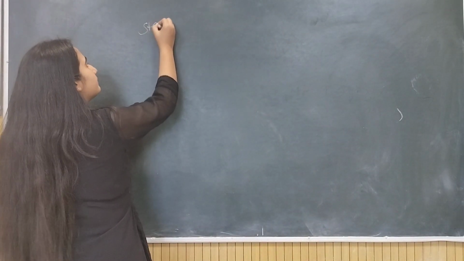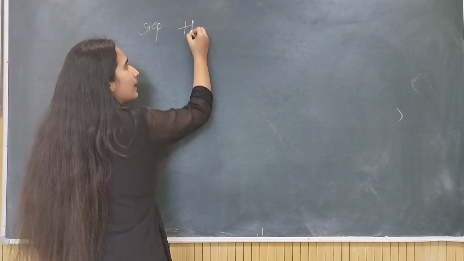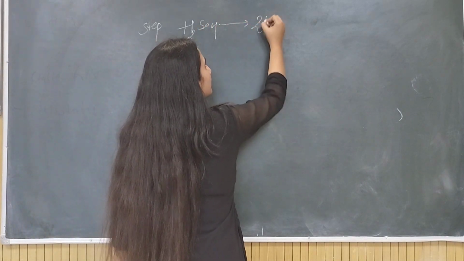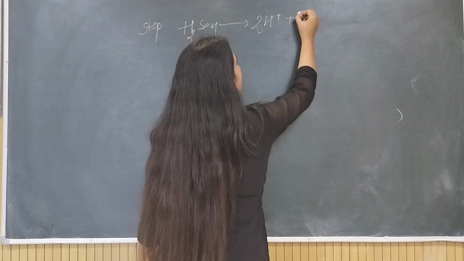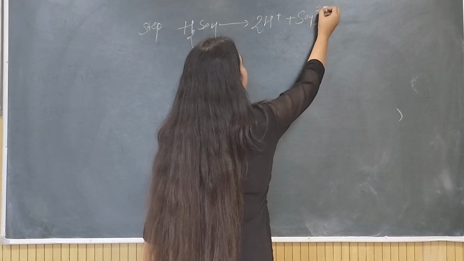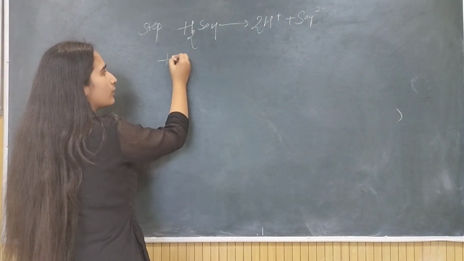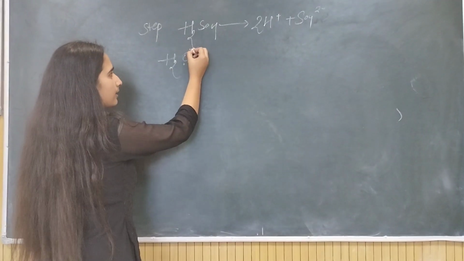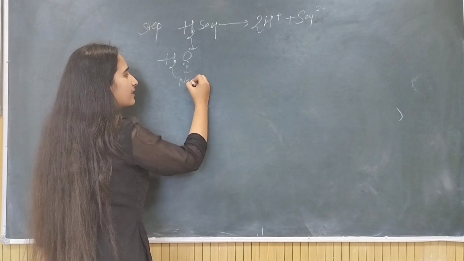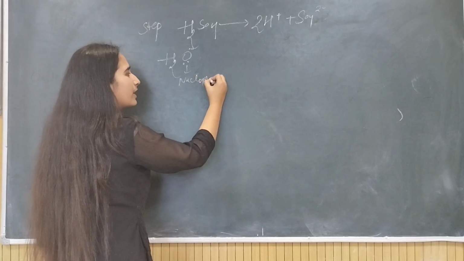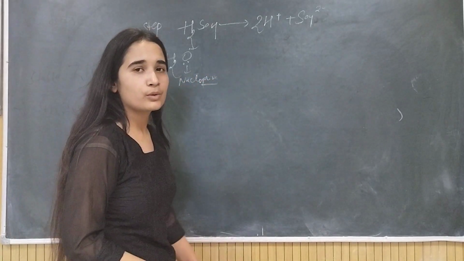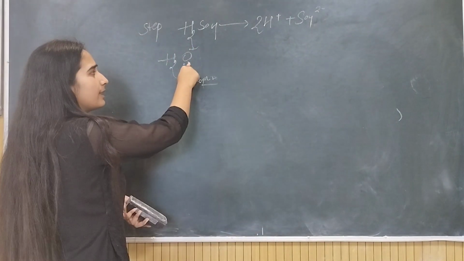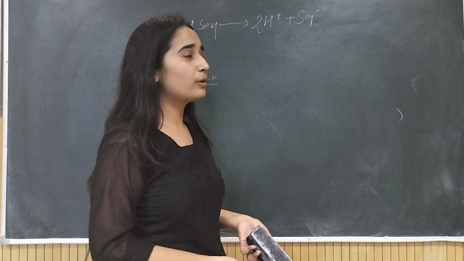Step 1. H2SO4 is a strong acid. It breaks down into H+ and SO4 2-. Water is also present. It contains a lone pair. It acts as a nucleophile. What are nucleophiles? These are the species which are electron rich or have a negative charge. So it contains a lone pair, so it is a nucleophilic species.